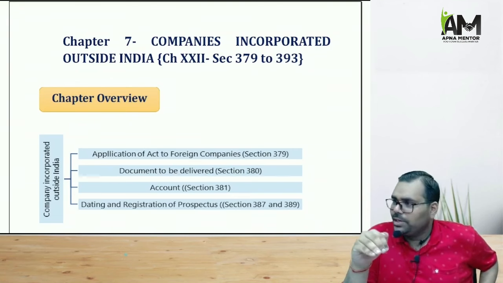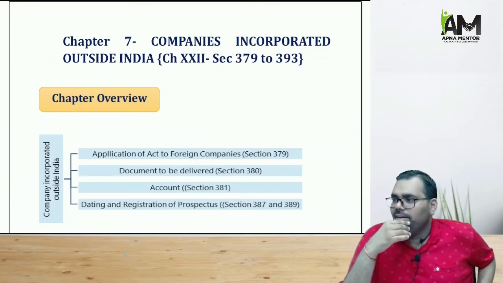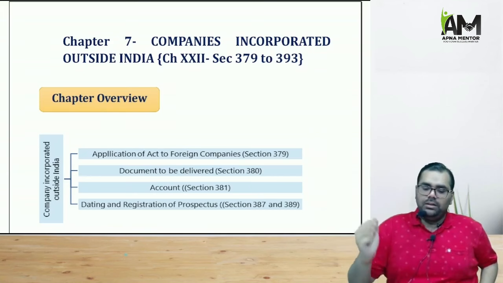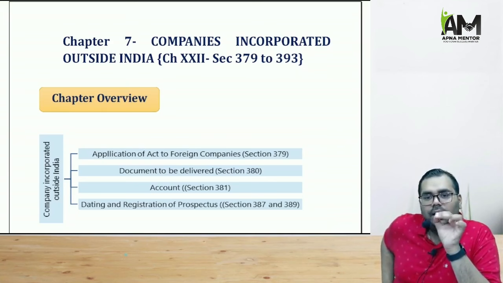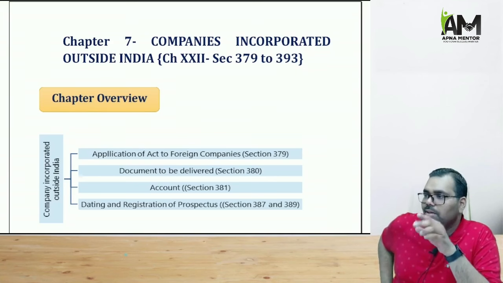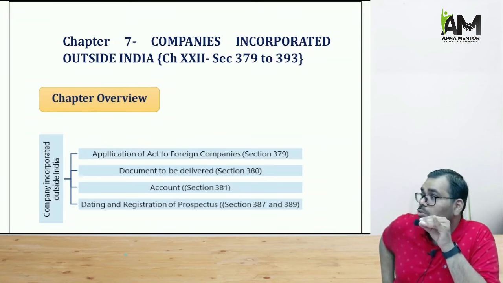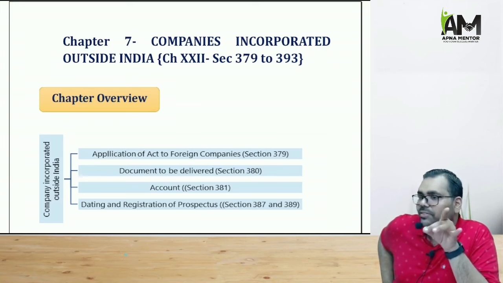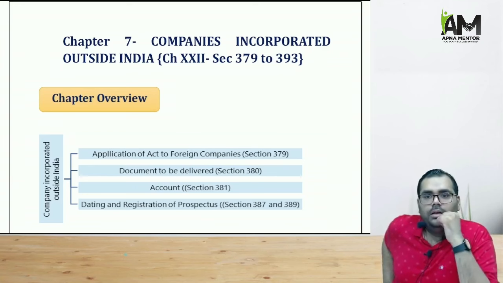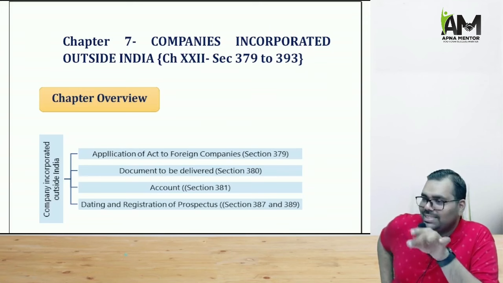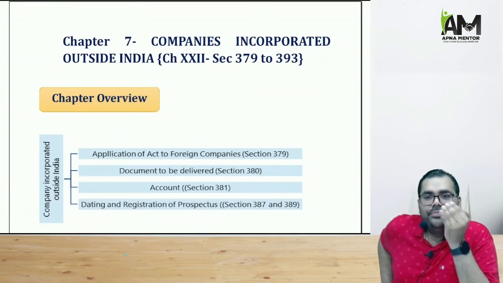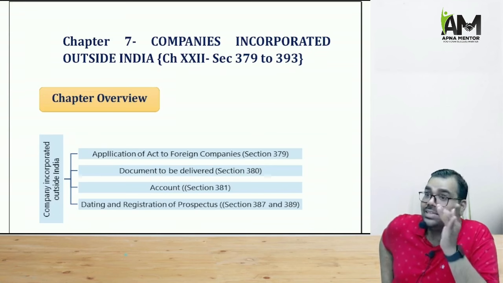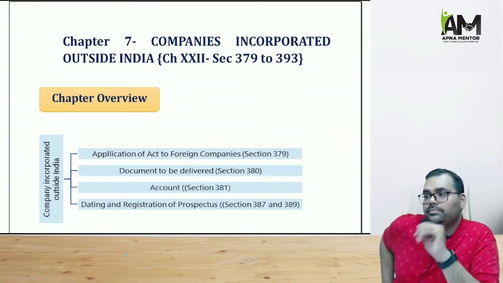Is everyone clear about it? And what was the logic behind it? In the definition of company given under Companies Act 2013, what we stated was company means any company that is registered under the Companies Act 2013 or any previous company law. Now, is a foreign company registered under any Companies Act in India? No. These foreign companies are registered under some company law outside India.